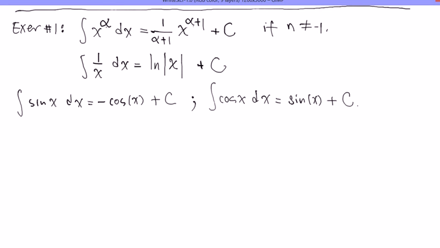Always check. You differentiate your answer. You're supposed to have that integrand function, the function inside here, the integrand function. You have to have that one back. Any question? So the third one, it actually appears used a lot in calculus 2, is secant squared x.